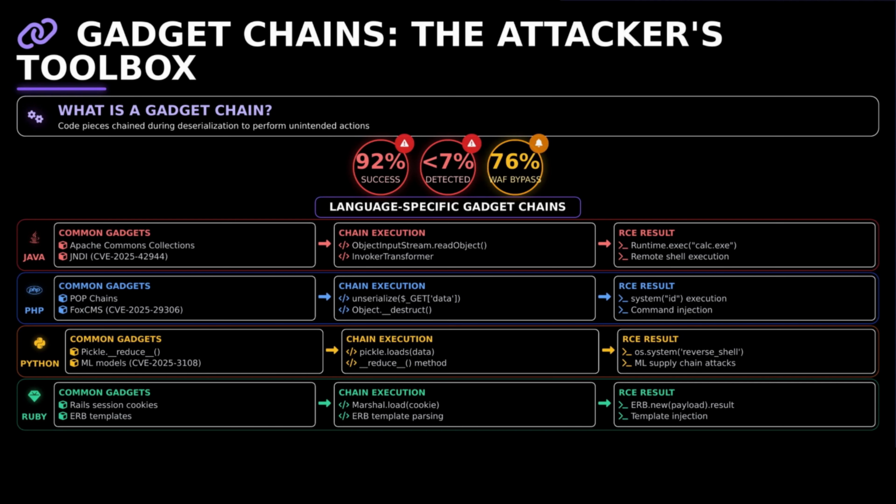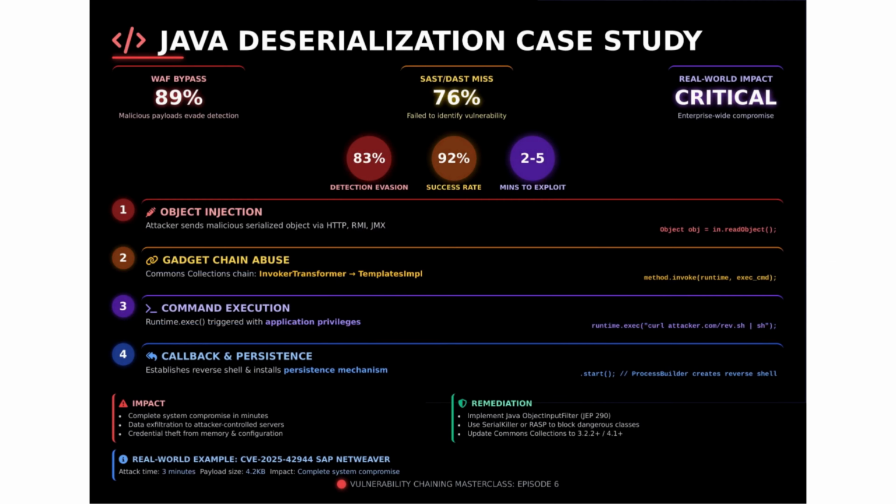Gadget chains are stealthy and devastating. In Java, attackers serialize an object, send it via HTTP or RMI, and the app deserializes it blindly. The Apache Commons Collections chain fires, reaching the runtime.exec function. Results: reverse shells, persistence, complete compromise. WAFs miss 89% of these payloads, scanners miss 76%. The fix: JEP 290 filters, the serial killer library, and patching Commons Collections.